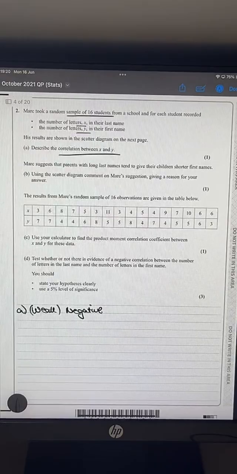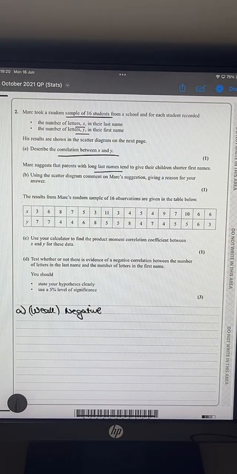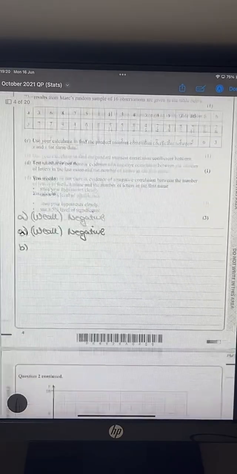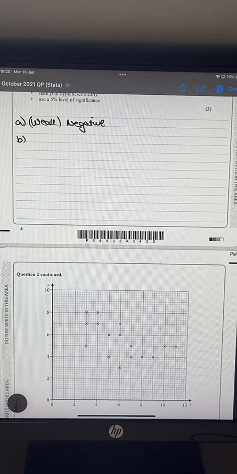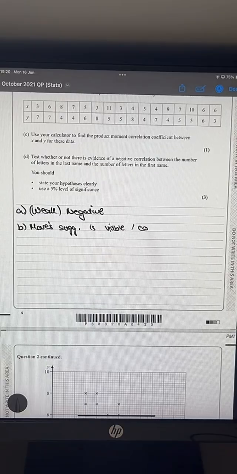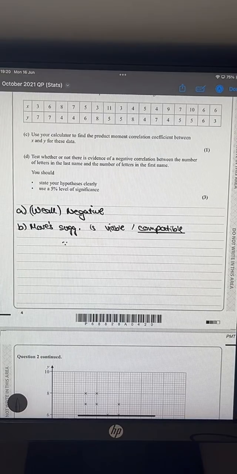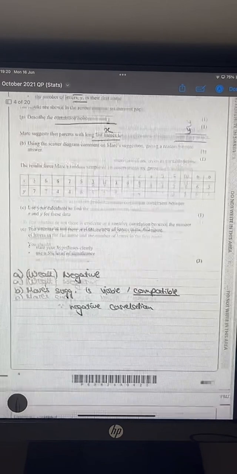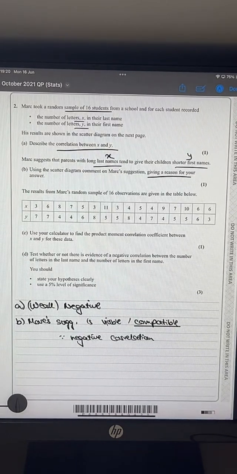Mark suggests that parents with long last names, that's X, tend to give their children shorter first names, that's Y. Using the scatter diagram, comment on his suggestion, giving a reason for your answer. We can see that as the last name length increases, the first name length decreases. So technically, Mark's suggestion is viable. The word they used in the exam and the mark scheme was compatible. So maybe use that if you're evaluating suggestions to do with linear data. Because there's a negative correlation here. And that's how you do that one. You have to give a reason, so you have to say there's a negative correlation.